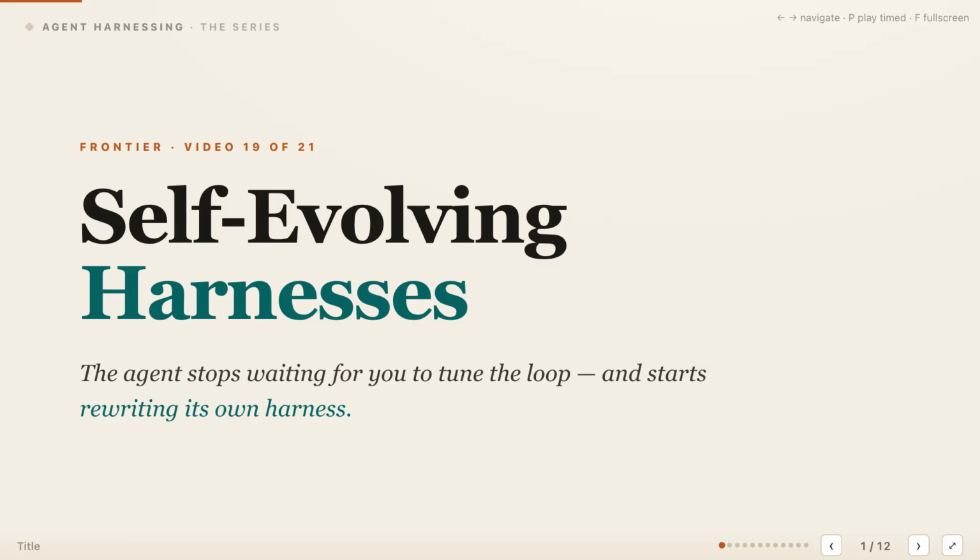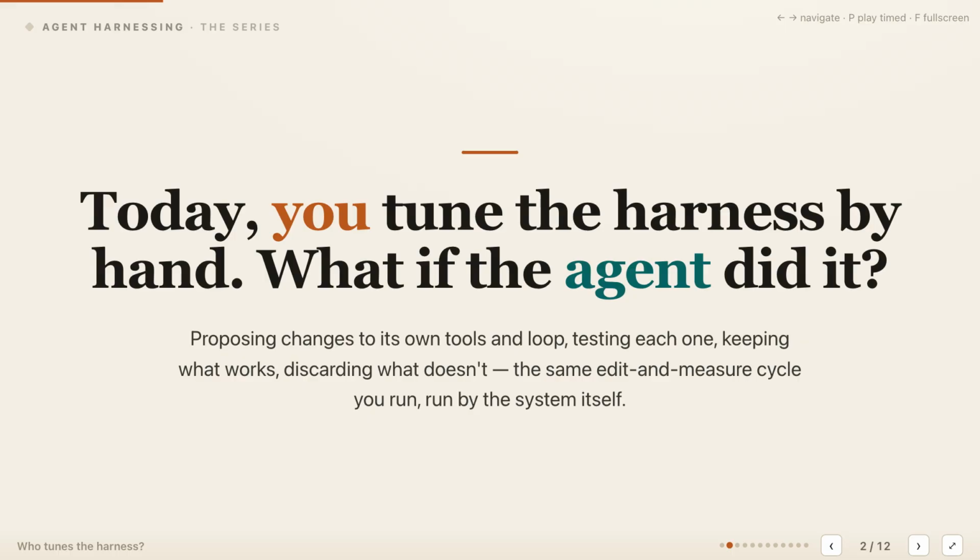Instead of waiting for you to tune every tool, prompt, and review step, the agent proposes changes to its own harness. It then measures those changes, keeps what works, and discards what does not. Consider how you improve an agent today after an evaluation exposes a failure. You inspect the trace, change a tool or loop step, rerun the evaluation, and keep the change only when performance improves. That process is already a loop: edit, measure, then keep or discard.